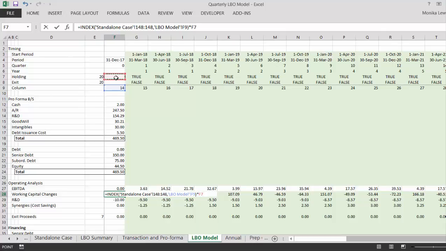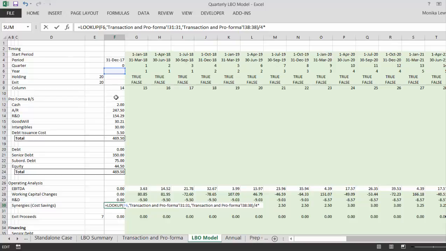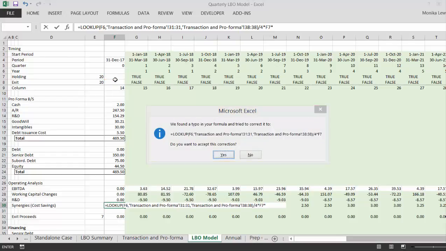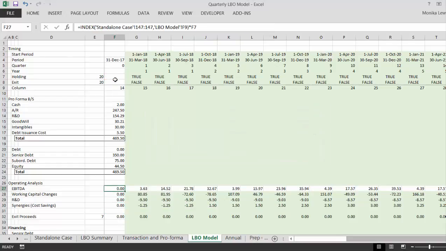I'll show you how to do that. So all of these ones should have been multiplied by the holding period, and all of these ones were the index function except for this one, which was the synergies, which I looked up on the year. But all of these we should multiply by the holding period. Okay, I hope I did that last one okay.